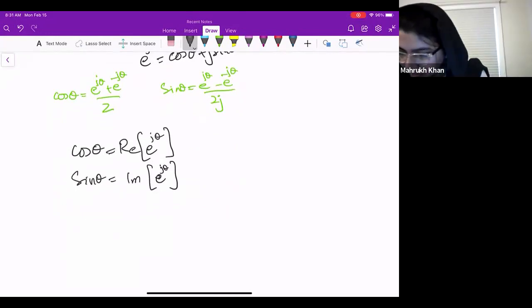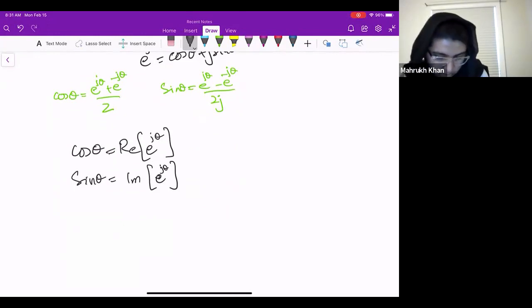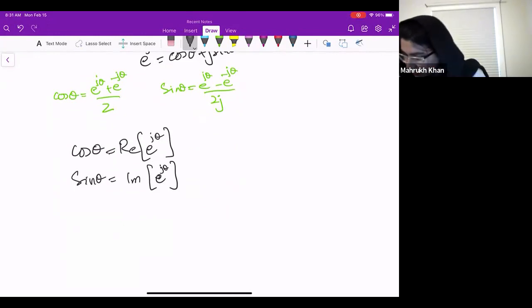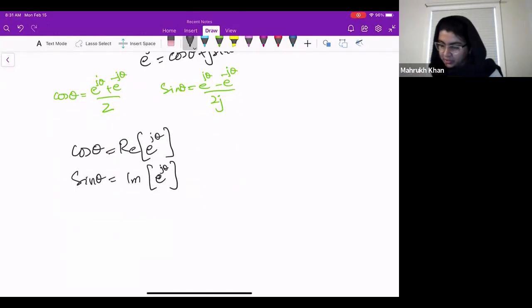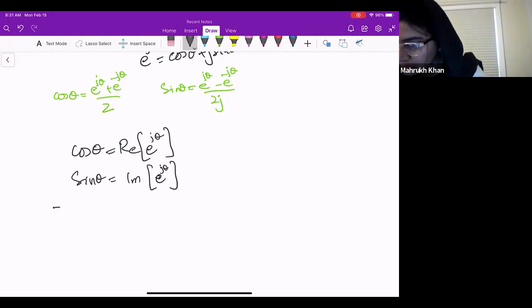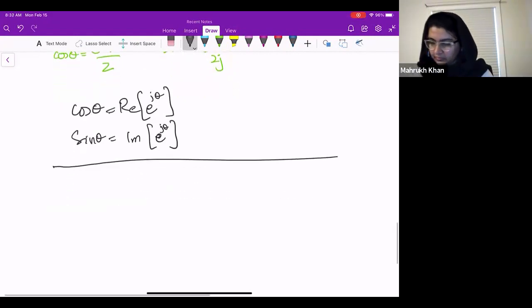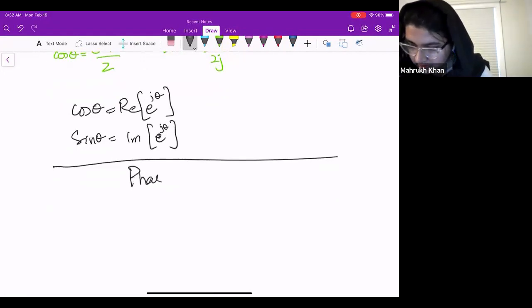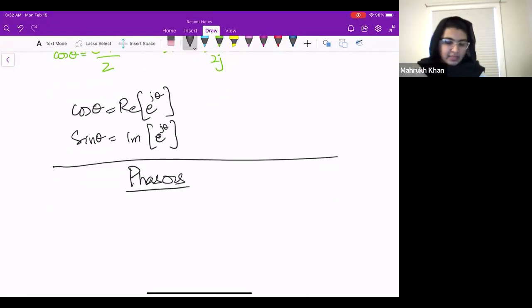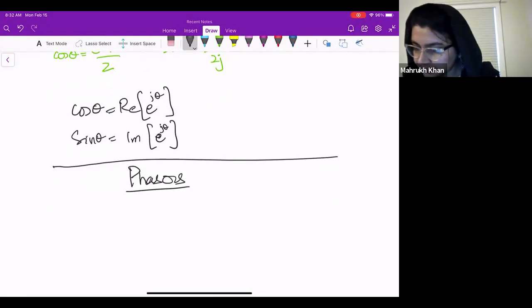Okay, so let's try to do it. I just don't want to go into too much of an example. This is given here, you can see it later, but I just want to go through the phasors. Phasors are nothing but an exponential representation of a sinusoid. It's just one of the representations of a sinusoidal signal.